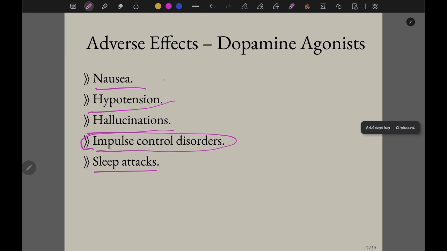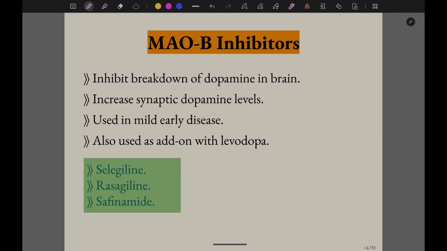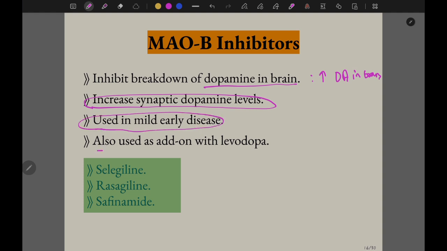But the GI symptoms like nausea and vomiting are lower for ropinirole and pramipexole as compared to bromocriptine. Okay, next group of drugs are monoamine oxidase inhibitors. They inhibit the breakdown of dopamine in the brain and increase the synaptic dopamine level, and they can be used in mild early disease and also as an add-on with levodopa. The drugs include Selegiline, Rasagiline, and also one drug, safinamide.